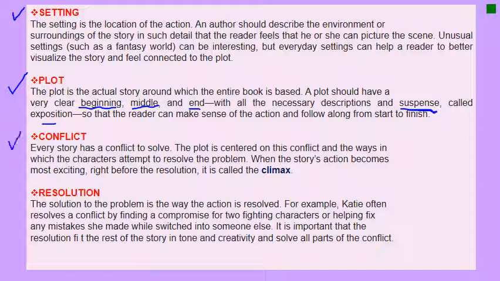The conflict. The conflict is the main problem in the story. Every story has a conflict to solve. The plot is centered on this conflict and the ways in which the characters attempt to resolve the problem. When the story's action becomes most exciting, right before the resolution, this is called the climax. For example, the hero suddenly appears when his friend was about to be killed by the villain. This is the climax. Okay, and then in the end, he helps his friend out, and everything goes back to normal.